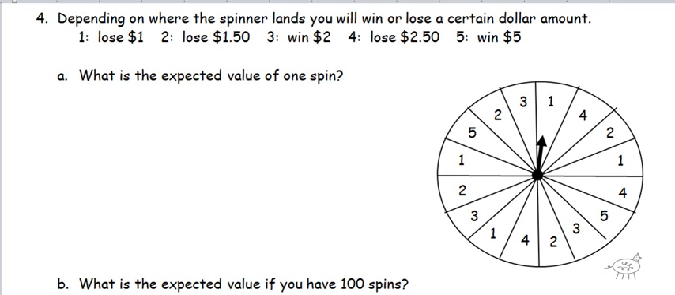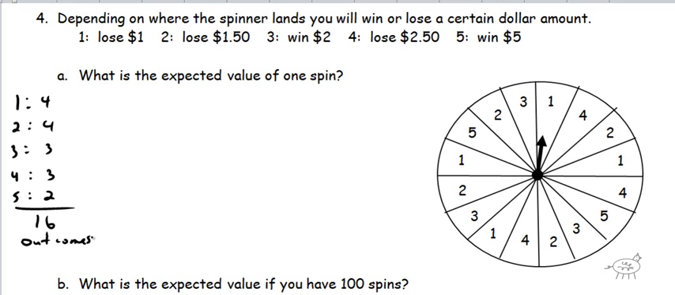Okay, so that's pretty good. What is the expected value of one spin? So on average, how much do you think you're going to win or lose? Well, what I need to do is first figure out how many 1s, 2s, 3s, 4s, and 5s there are. So if I count them, I have 4 1s, 4 2s, 3 3s, 3 4s, and 2 5s. So if I add all those up, I get 16 outcomes. I need that for my probability.